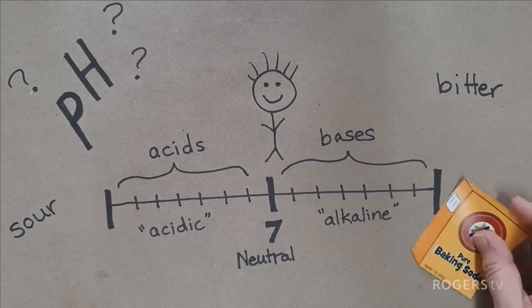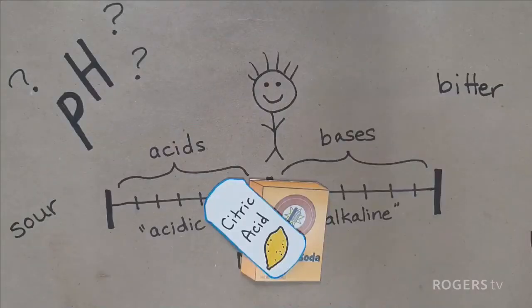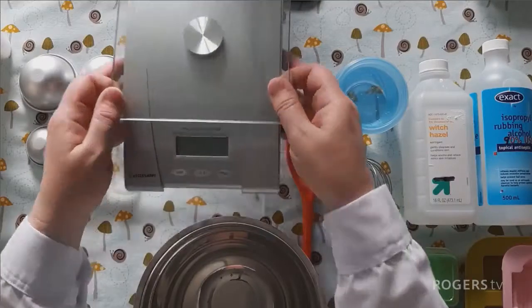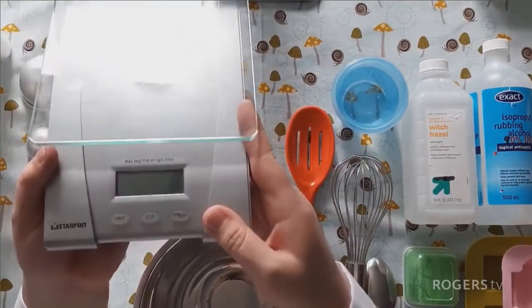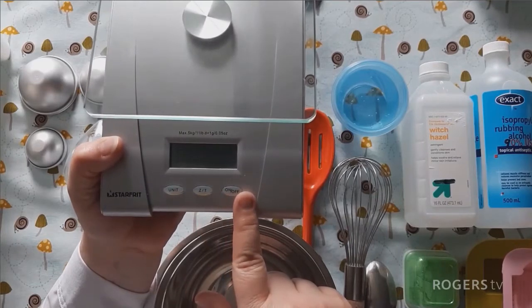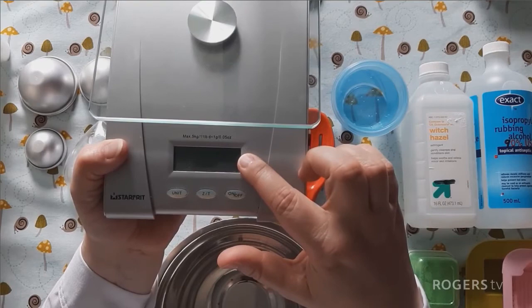Well, if we take a base and we add an acid in a solution of water, which would be our bath, it's going to make a chemical reaction, which is the fizz that we see and the real fun part of the bath bomb. You're going to want to look for the buttons on your scale that say unit and Z or T for tare and your on and off button.